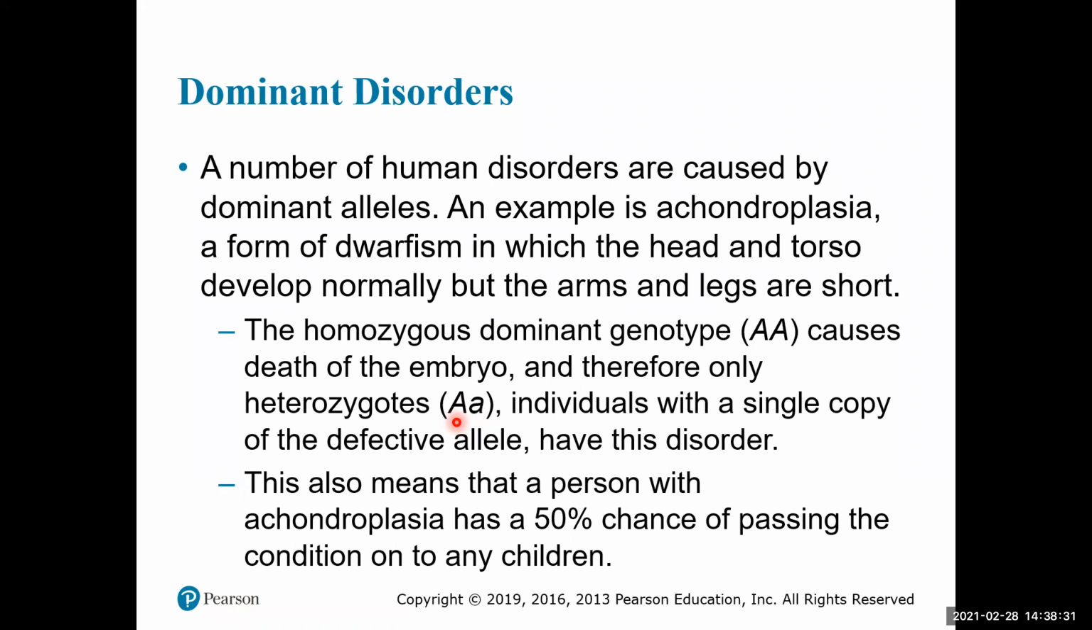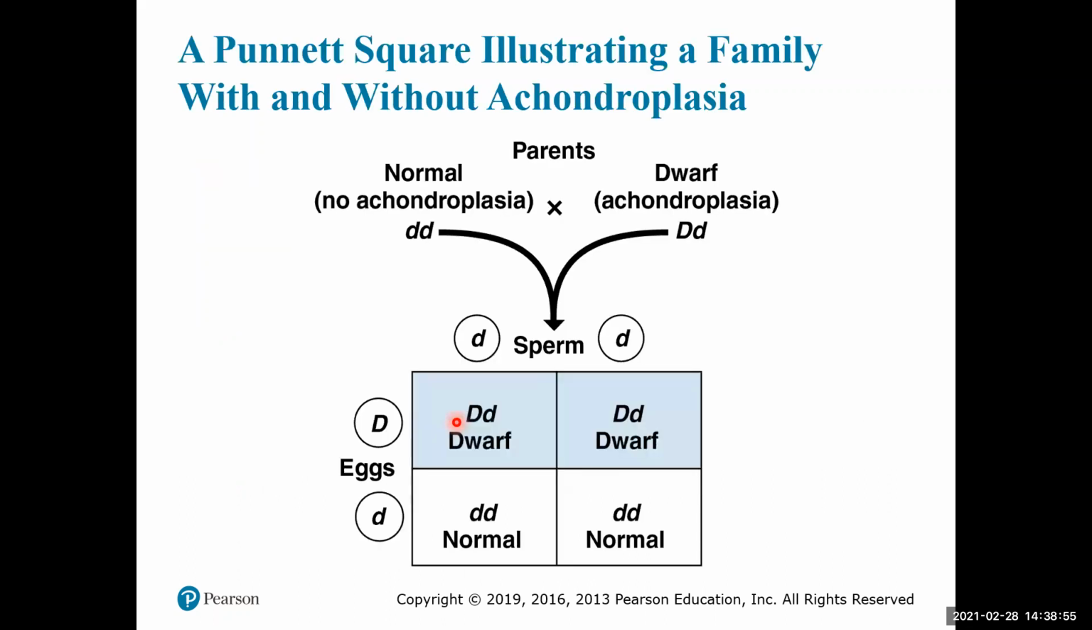However, if you only have one allele, you're only getting 1 times the expression. And so that's not deadly to the embryo, but it does cause the disorder to happen and that disorder to be present. So what that means is that if you have a person with achondroplasia, they have a 50% chance of passing that condition on to any one of their children because it is a dominant disorder.